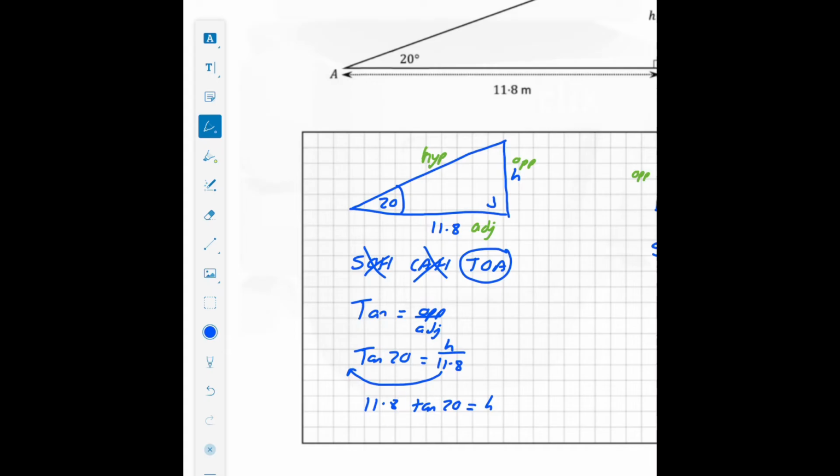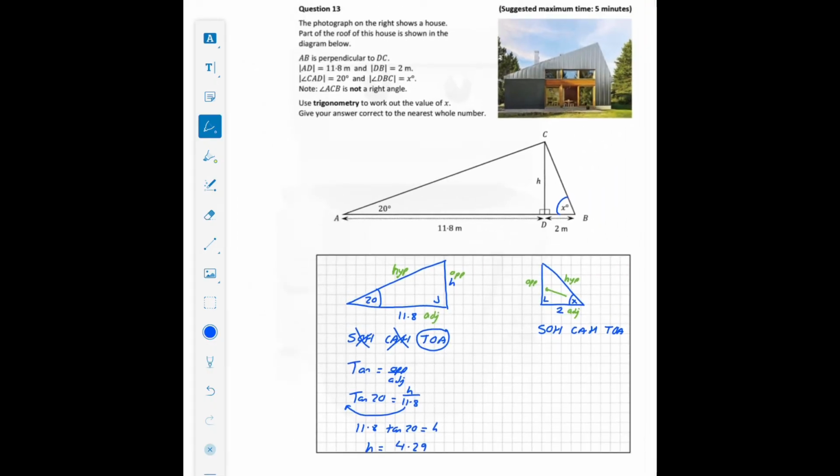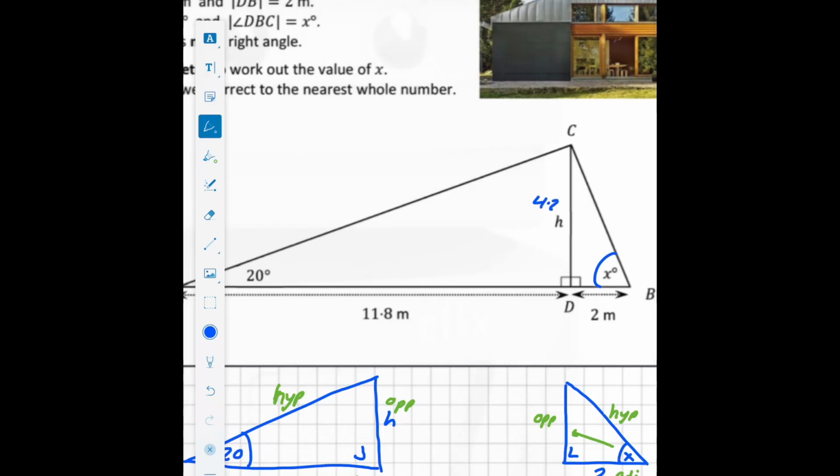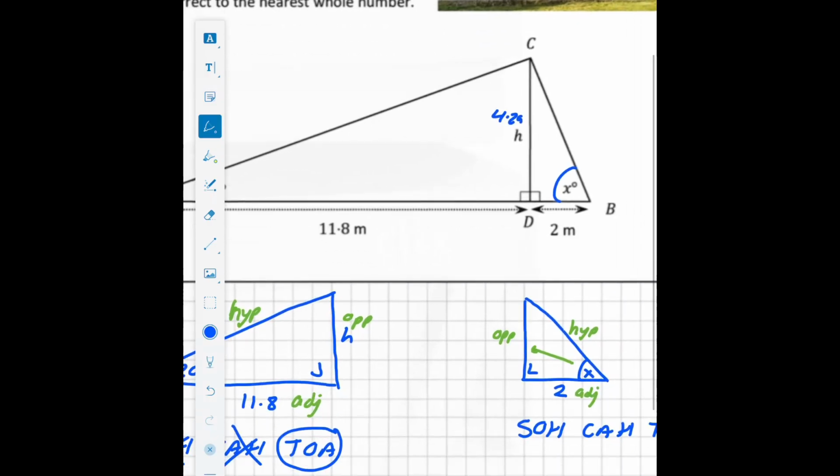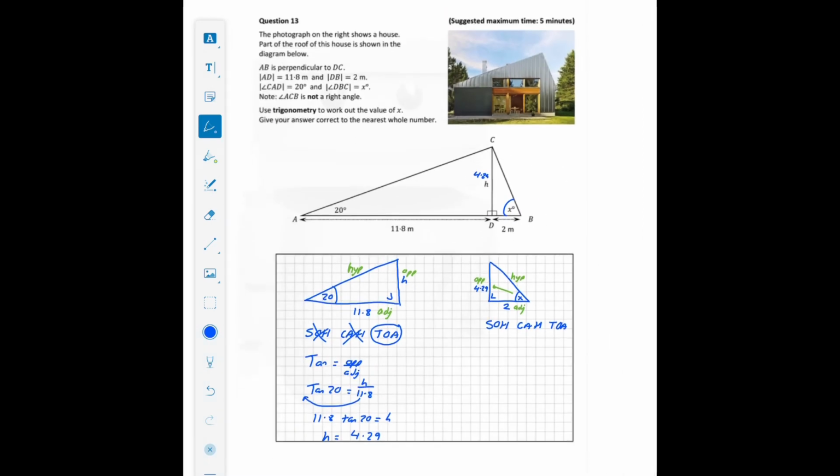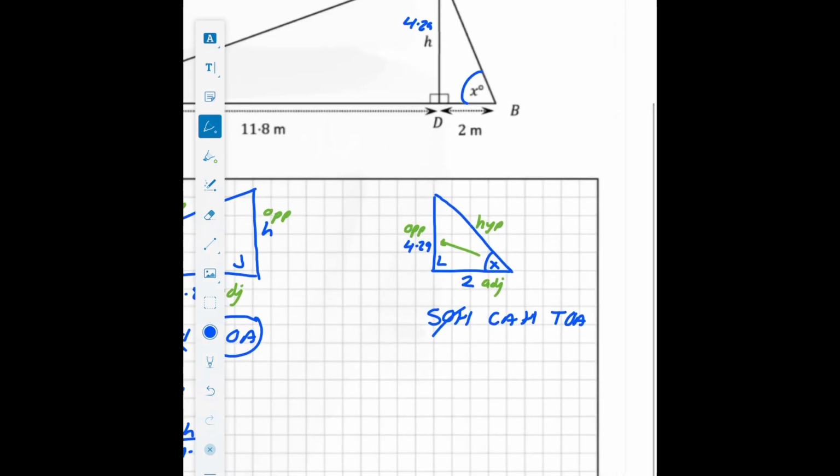So 11.8 tan 20 into my calculator is equal to, H is equal to 4.29, to 2 decimal places. Okay, now I'm going to fill that into my diagram up here. So 4.29 is there. And I can also fill that in here, 4.29. Okay, now I have enough information to find my angle X because I know opposite and adjacent. Again here, hypotenuse is irrelevant. So we're going to cross both those out and we're just going to use tan.